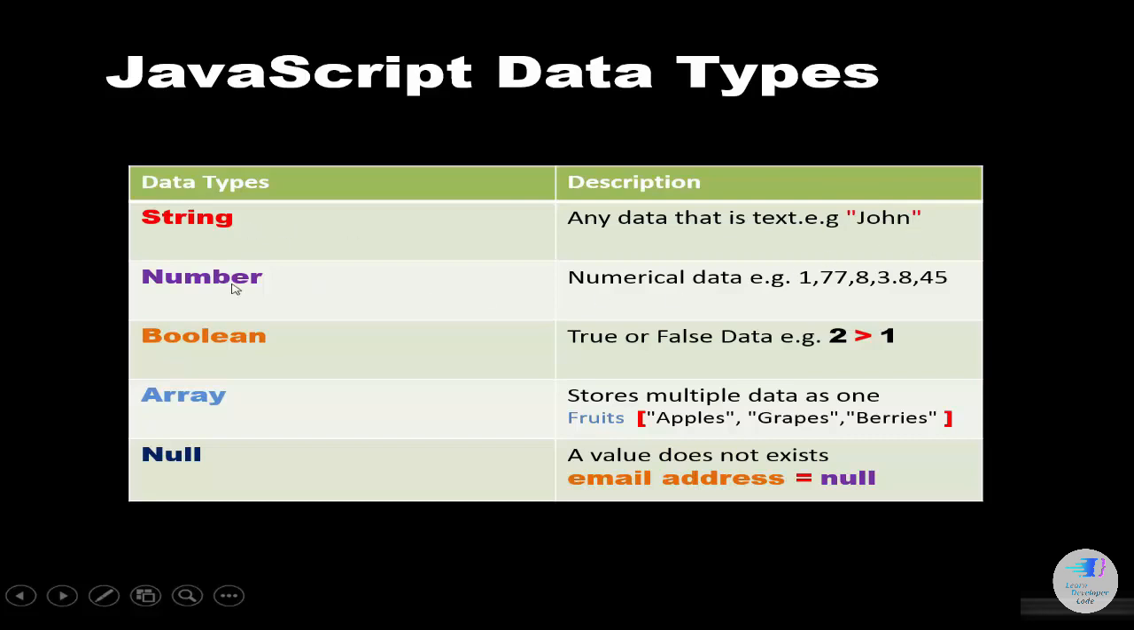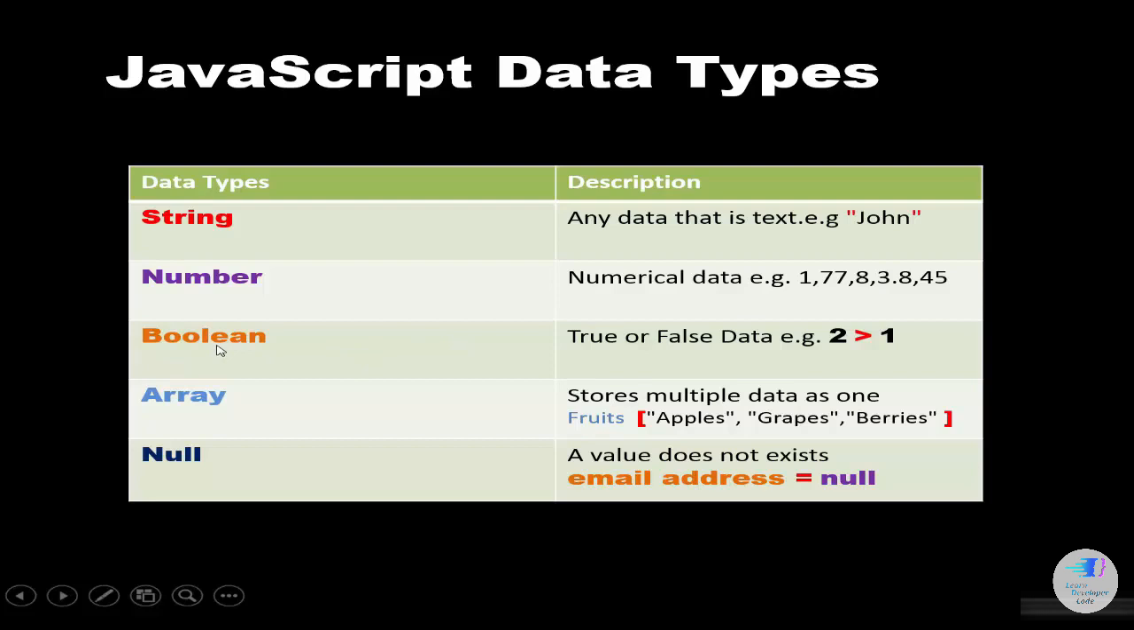Then you've got the number data type. Number refers to numeric data. For example, 1, 7, 7, and so on. Anything that is numerical is referred to as a number data type. This also includes decimals like 3.8.